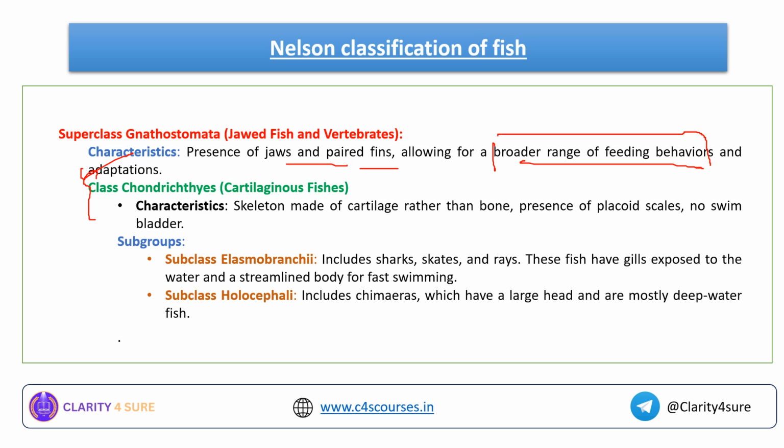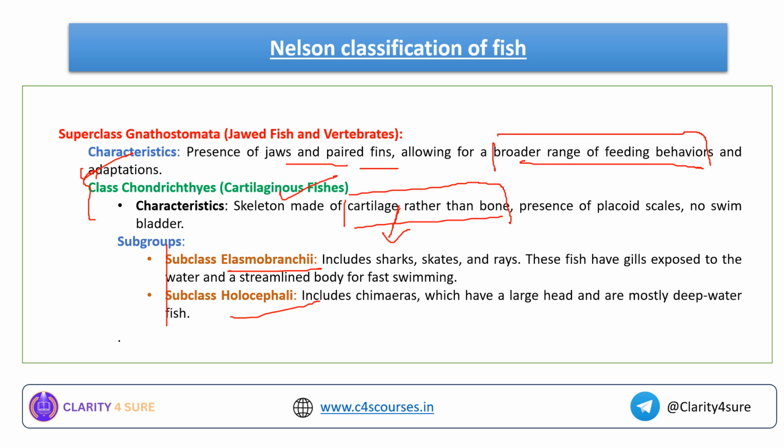And we have seen the cartilaginous fishes under the class Chondrichthyes, in which the skeleton is made up of cartilage rather than bone. What is cartilage? We have already seen that in the previous slide, that it is a flexible connective tissue. Okay, that is the difference between the class Chondrichthyes and the class Osteichthyes. Okay, and we have subgroups also.